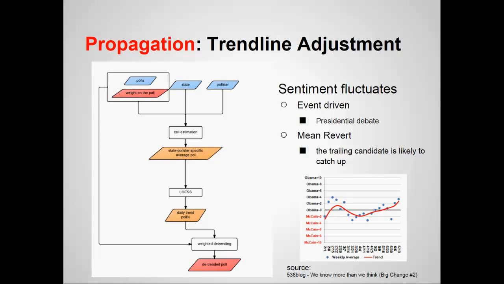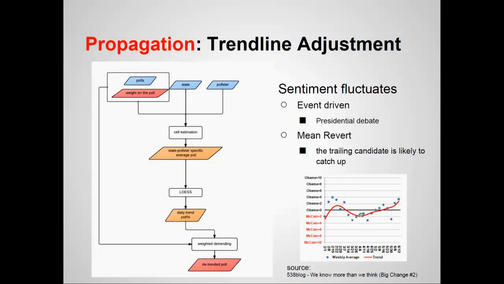So for each day, at each state, each pollster, we will get a bunch of cell estimations. Then we can get that for each day, and we can just run a regression and put a bunch of daily dummies, and it will get the coefficient loaded on each day, which will represent the national sentiment.